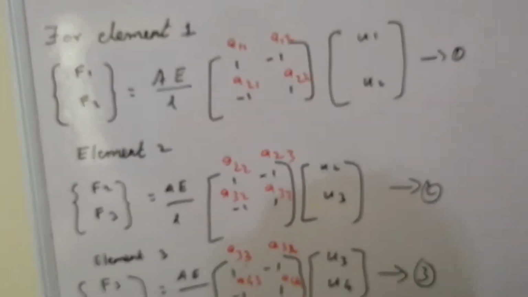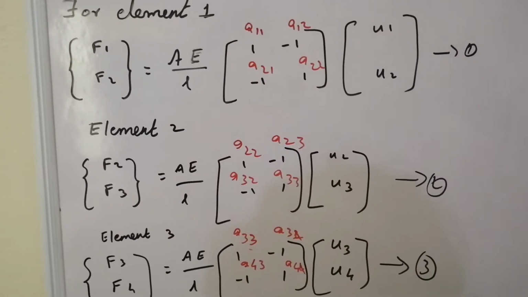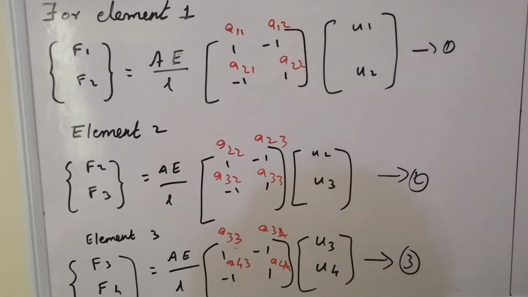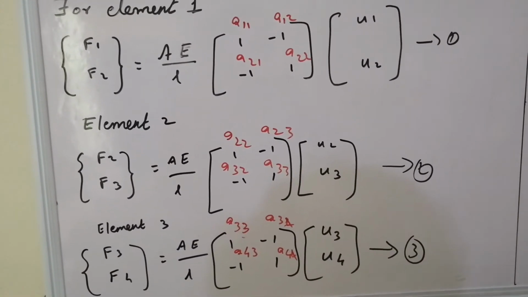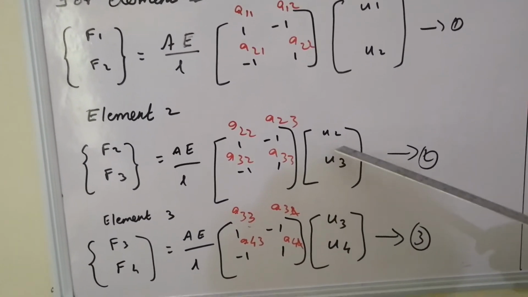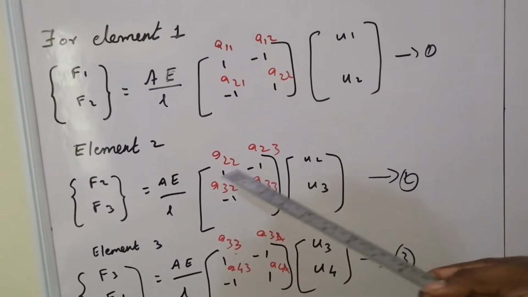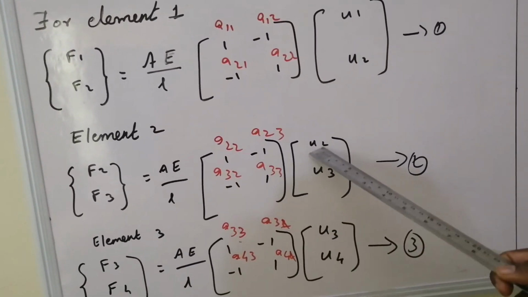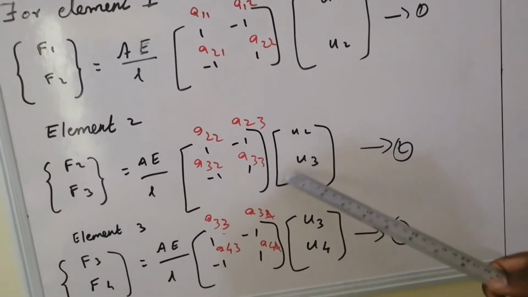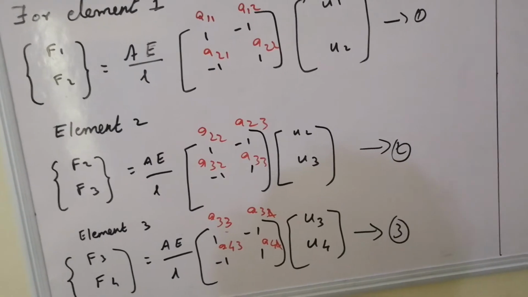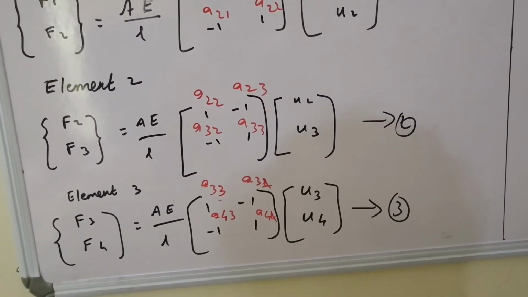Similarly, in case of element 2, the element has two nodes, 2 and 3. So we consider the force vectors as F2, F3, and similarly the displacement vectors as U2 and U3. And here it will come as A22, A23, A32 and A33.